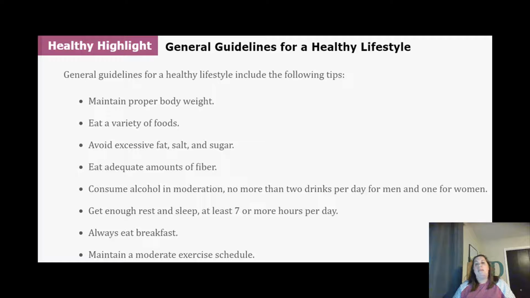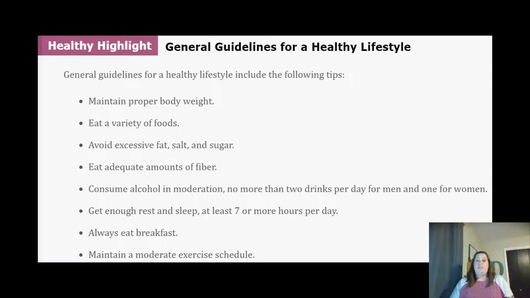Also, eat adequate amounts of fiber. Consume alcohol in moderation. Now you'll notice it does not say not to drink alcohol at all. Things are not necessarily bad if they're in moderation, but this means no more than 2 drinks per day for men and 1 for women. And when we talk about drinks, this doesn't mean the whole bottle counting as 1 drink. It's using those normal amounts, a certain number of ounces, that sort of thing. Also, get enough rest and sleep.